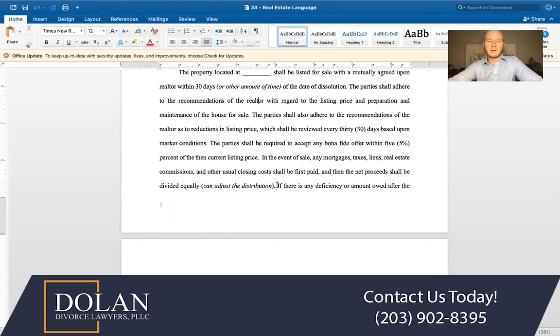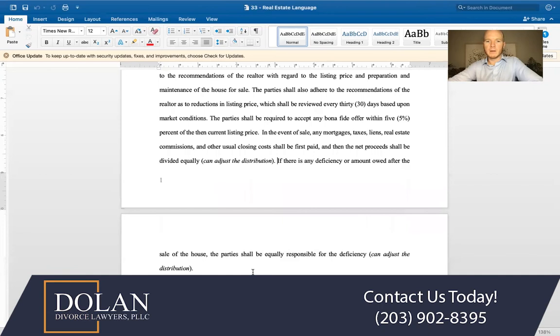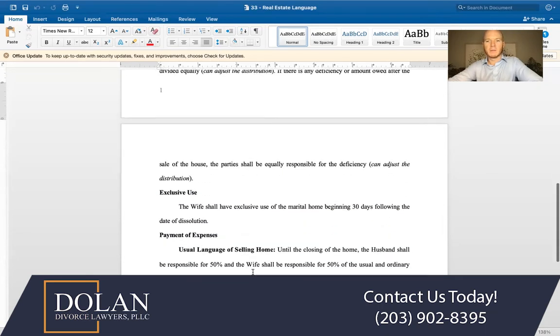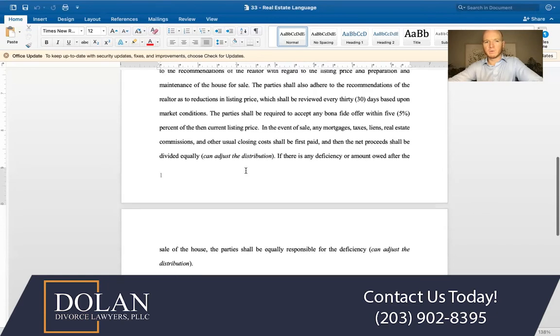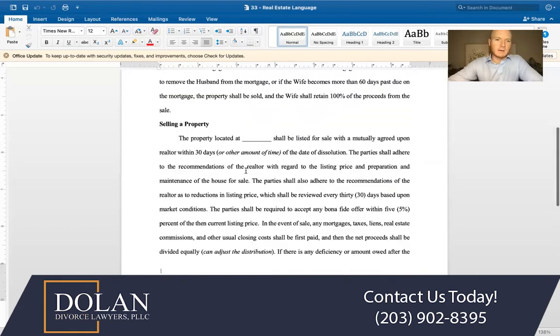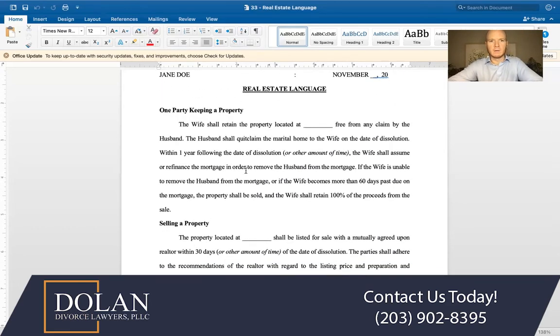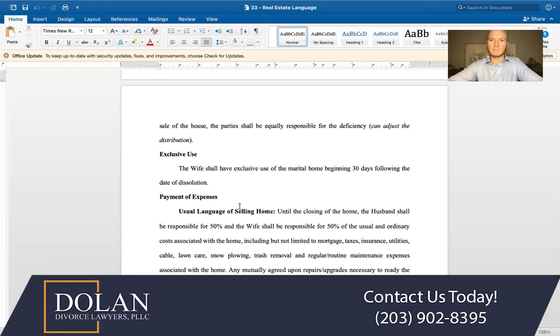And then, if a property doesn't have a lot of equity, where there may be a deficiency, you're going to want to deal with that also. So here we put, if there's any deficiency or amount owed after the sale of the house, the party shall be equally responsible for the deficiency. And obviously you can adjust those percentages. It doesn't have to be a 50-50 split. So that's kind of the standard language on one party keeping a property or a property being sold.